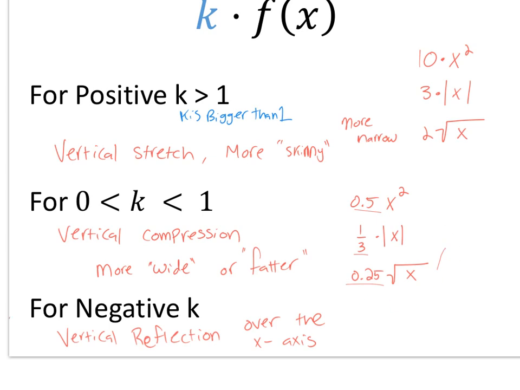So for example, if I were doing something along the lines of like negative 10x squared, it would make it really skinny and it would reflect it over. Or if I was doing like negative 0.5 x squared, this would be really fat. It would be really fat and reflected over the x-axis.